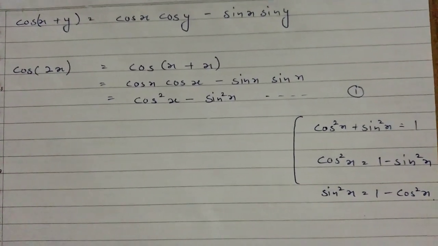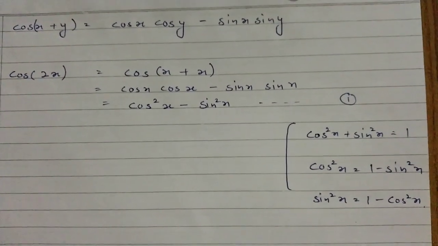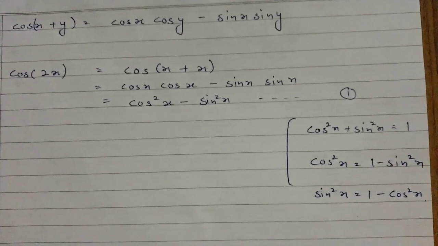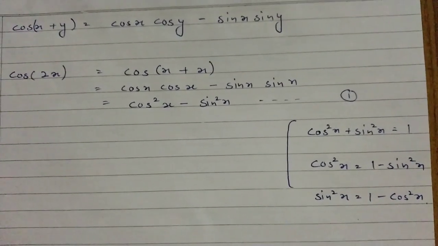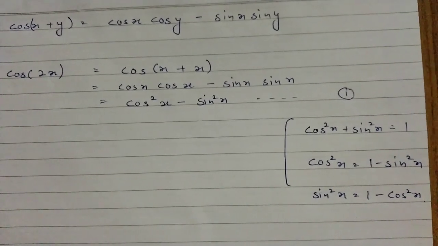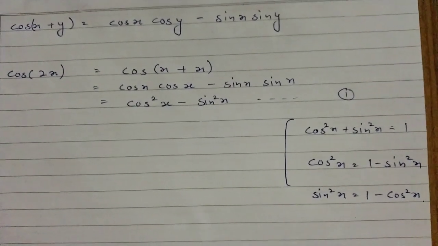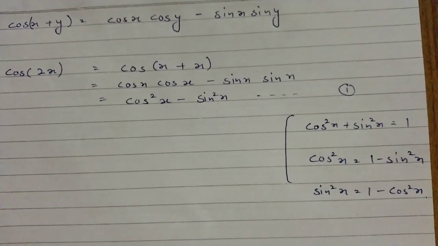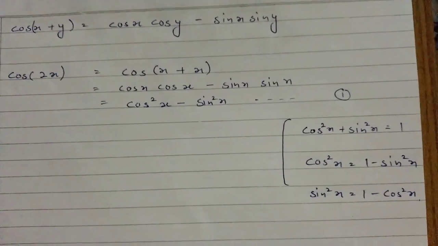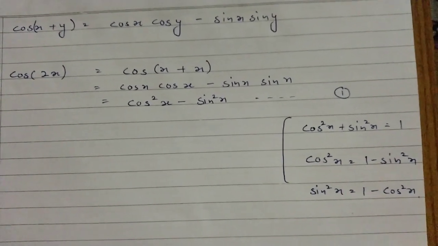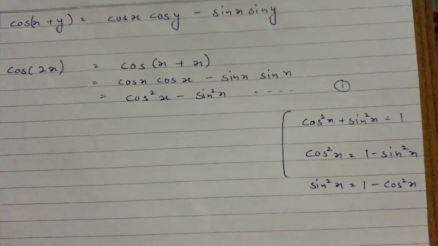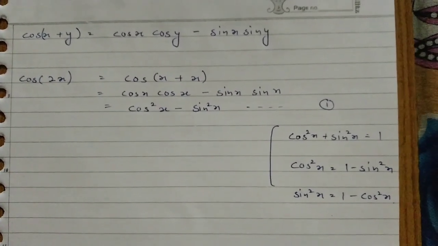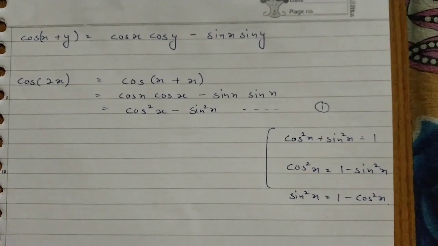Now the second one is cos (x plus y), which is equal to cos x cos y minus sin x sin y. Sometimes we are asked for cos 2x, which we can write as cos (x plus x). So we can apply the formula we have been given. It becomes cos x cos x minus sin x sin x, which is cos square x minus sin square x, and we can make it in the form of cos, sine, and tan.